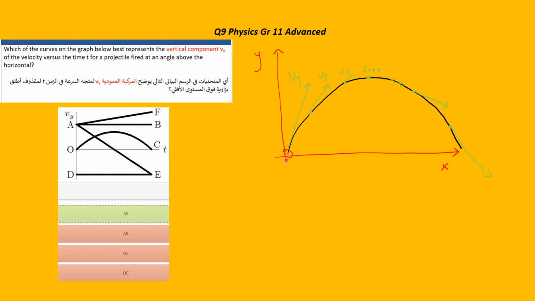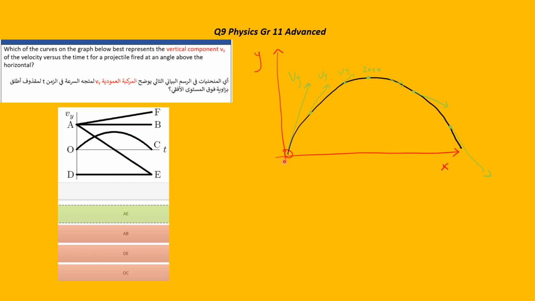As you see, Vy is changing every time the ball is moving. At first, Vy is too big and starts to decline, or starts to lose its value. As you see here at the top, Vy is equal to 0. And then when the ball falls down again, the value of Vy starts to regain its value. So it's small, big, and then bigger here. So the answer is E.